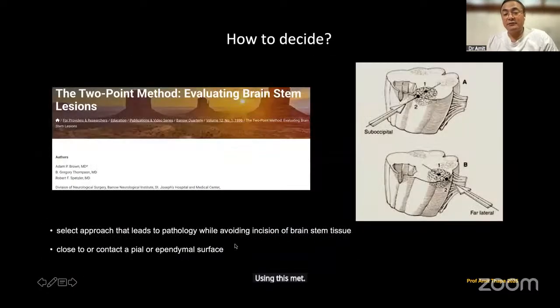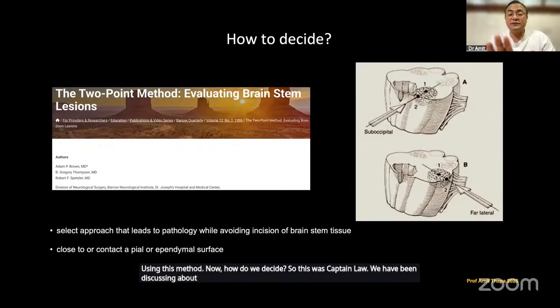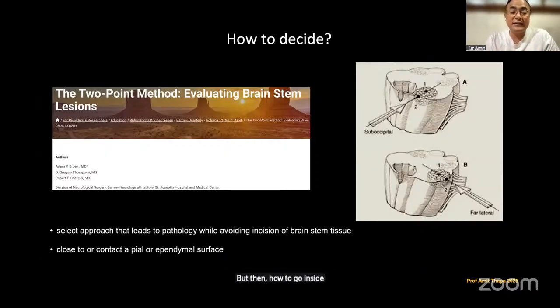Now, how do we decide? Up till now we have been discussing how to reach the surface of the brainstem. But how to go inside the brainstem and how to decide that is another question which you all need to answer.